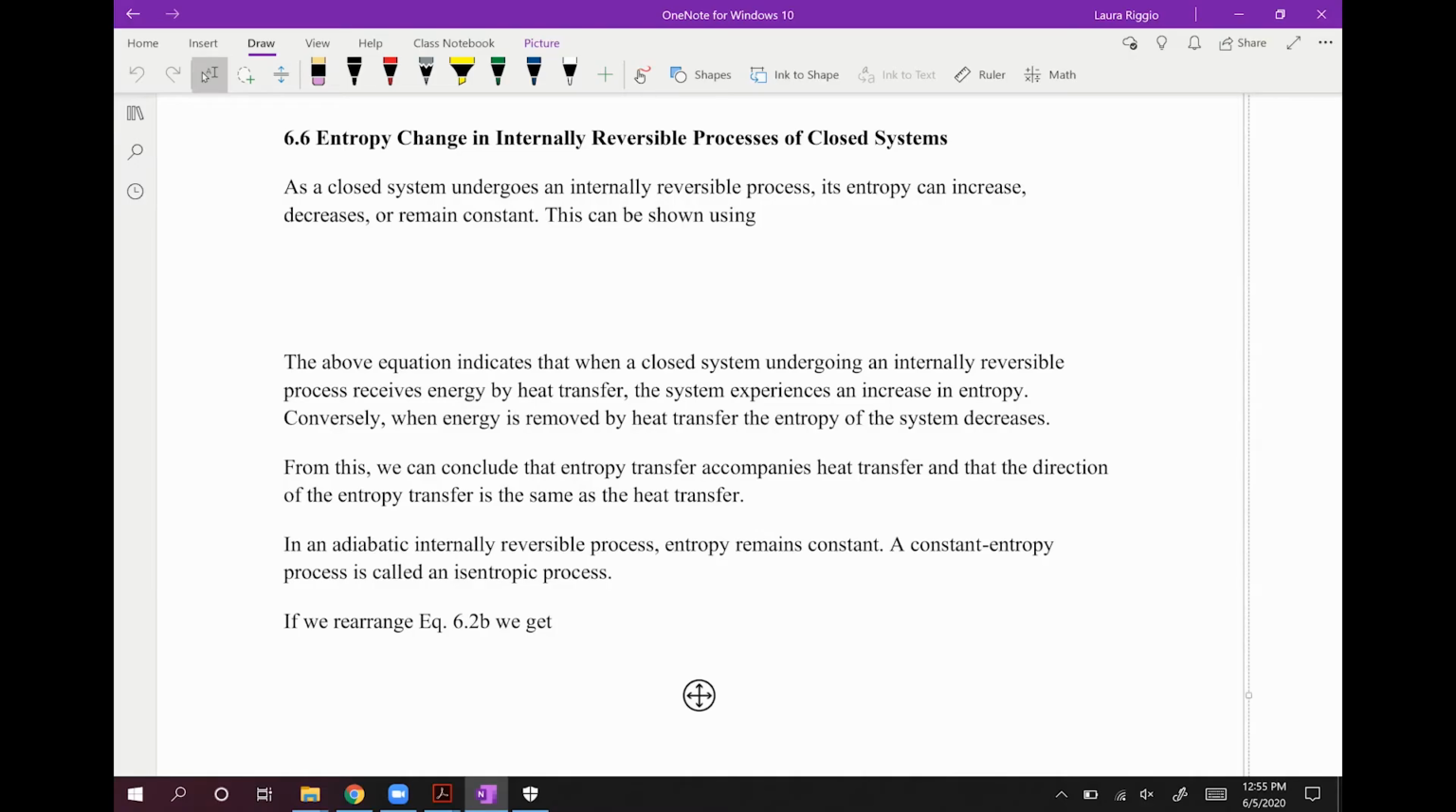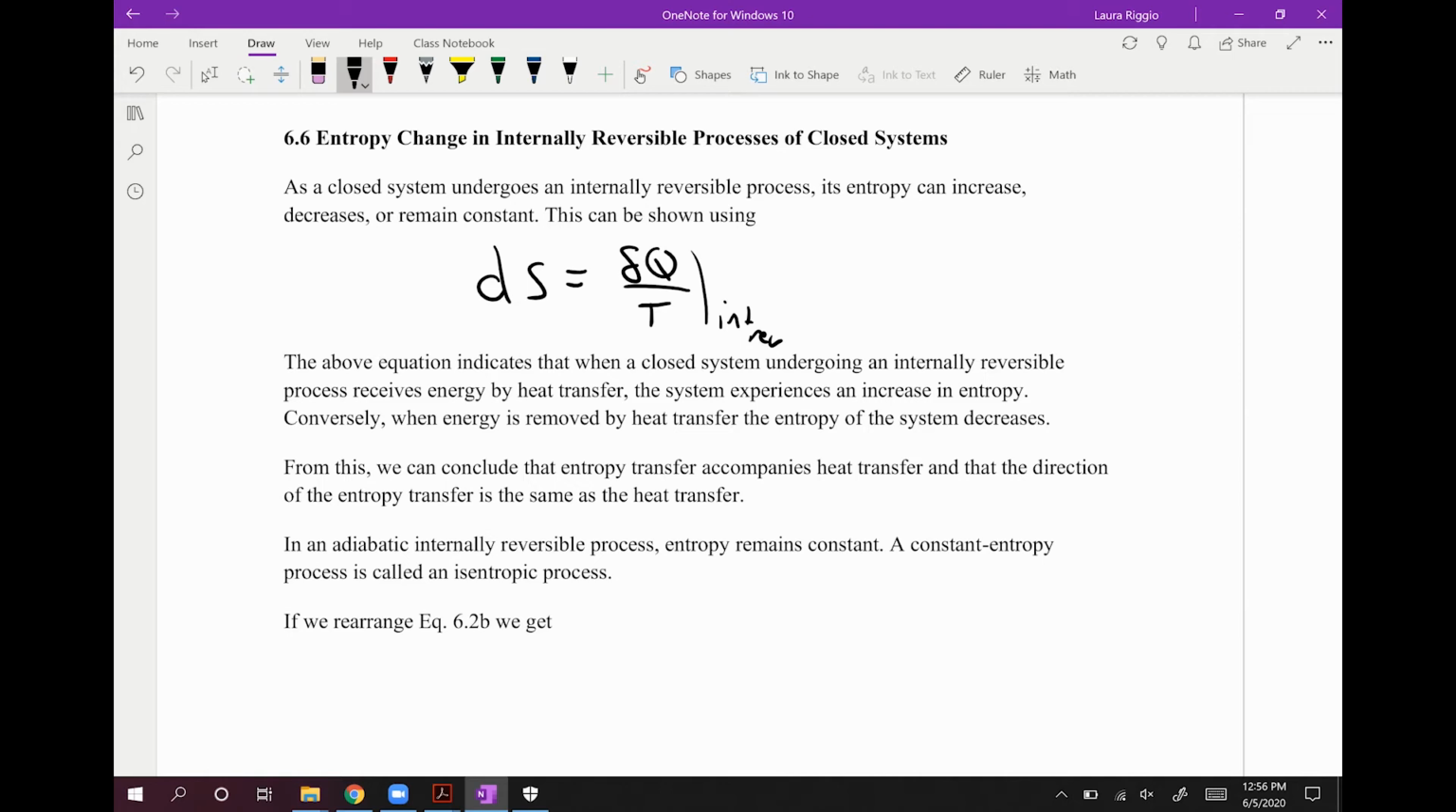In this lecture, we're going to introduce the entropy balance for closed systems. As a closed system undergoes an internally reversible process, its entropy can increase, decrease, or remain constant. Pretty much what I'm saying is that dS is related to our heat transfer for our internally reversible process.